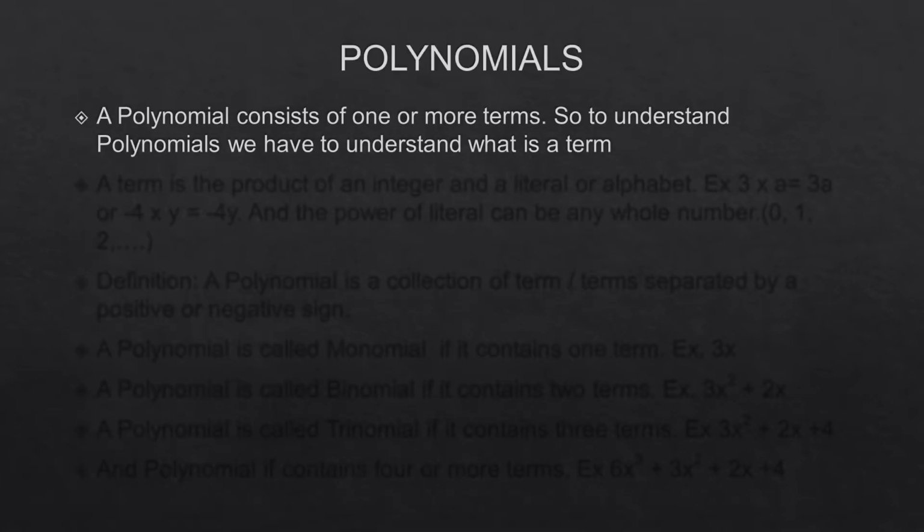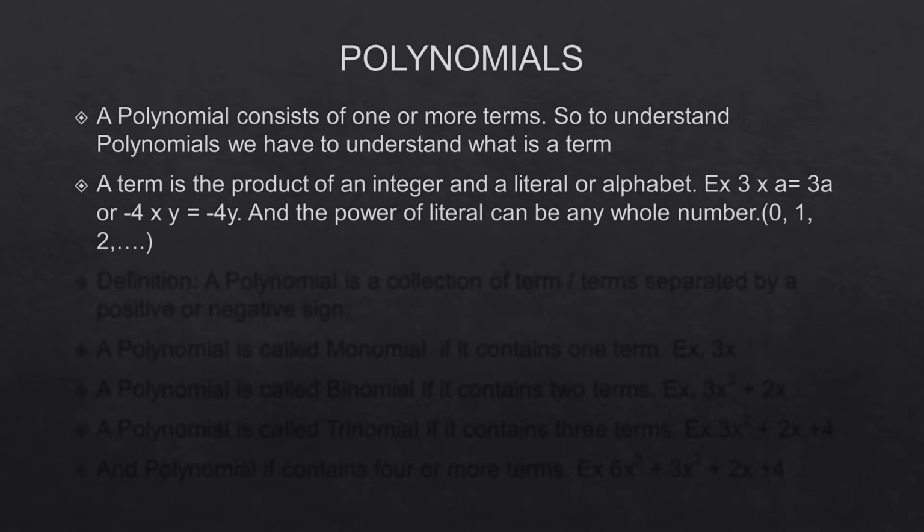Now first of all, the polynomials. A polynomial consists of one or more terms. So to understand polynomials, we must first understand what a term is. Now the term is the product of an integer and a literal or alphabet. The example is 3 into a is equal to 3a.